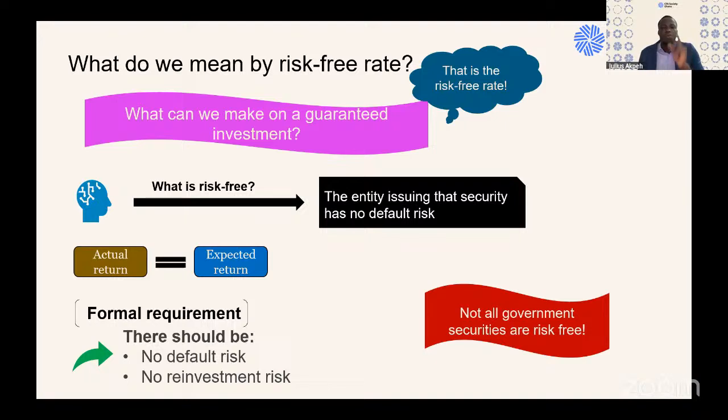Now, where does the reinvestment rate come in? Suppose we have a 5-year note, a coupon-paying note, and the coupon comes in semi-annually. So when a coupon comes in, theoretically, what we do in finance is that the coupons are reinvested in another note or another bond with a similar interest rate or even a higher interest rate.